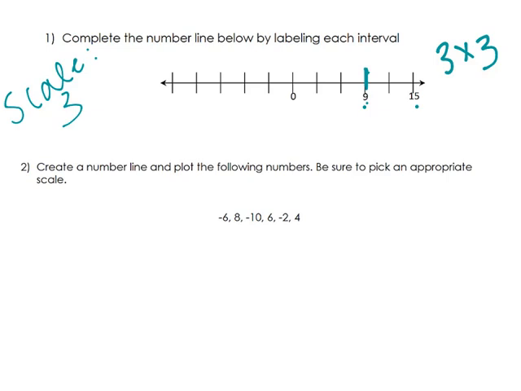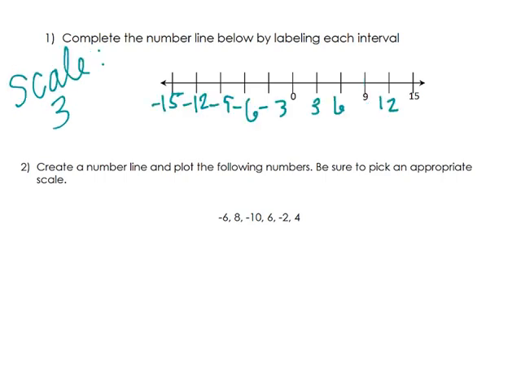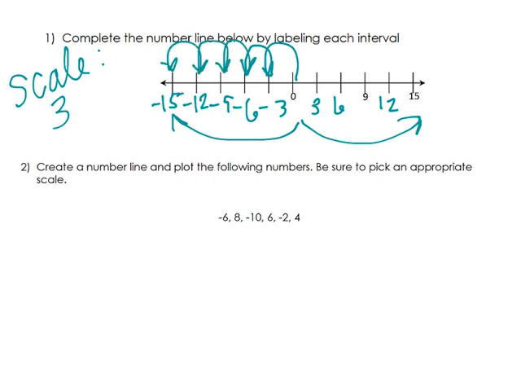So now I'm going to fill in my number line using a scale of 3. As you can see, if I'm counting by 3s using a scale of 3 on the right side of my number line, I need to count by 3s on the left side of the number line. So the first interval to the left of 0 is -3, -6, -9, -12, -15.